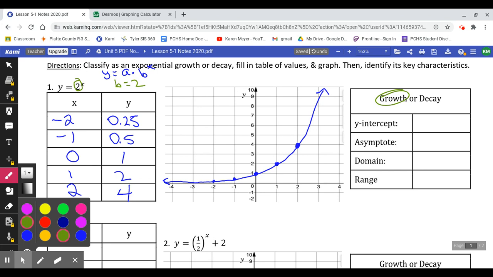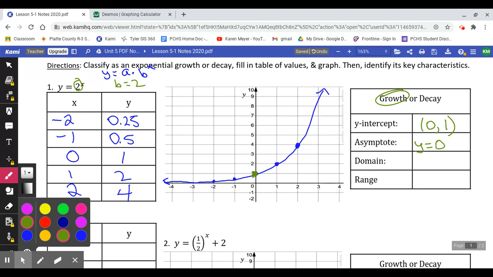Y-intercept. Well, where does it cross the y-axis? It crosses the y-axis right here at the point 0, 1. So if you look at your t-table, wherever you have 0, you should have a y number, so that's your ordered pair. Asymptote is always going to be y equals. And then what number do I get really, really close to but never go through? Hopefully everybody notices that it gets really close to the x-axis, which is at the y number of 0.